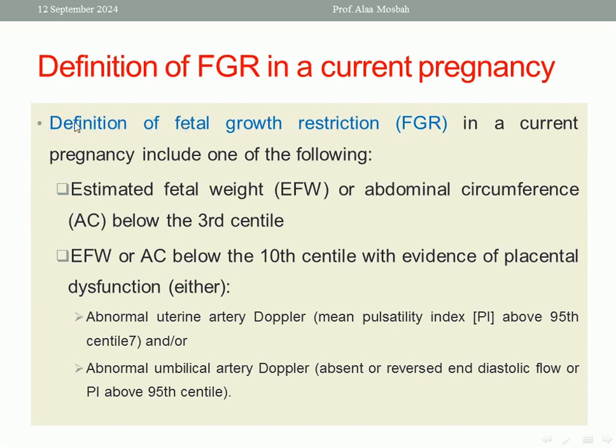So I can diagnose or define fetal growth restriction in a current pregnancy if it includes estimated fetal weight or abdominal circumference by ultrasound below the third centile. This alone can prove fetal growth restriction immediately. No need for anything more. Or expected fetal weight or abdominal circumference by ultrasound below the 10th centile with evidence of placental dysfunction, as I said, abnormal uterine artery Doppler or abnormal umbilical artery Doppler.